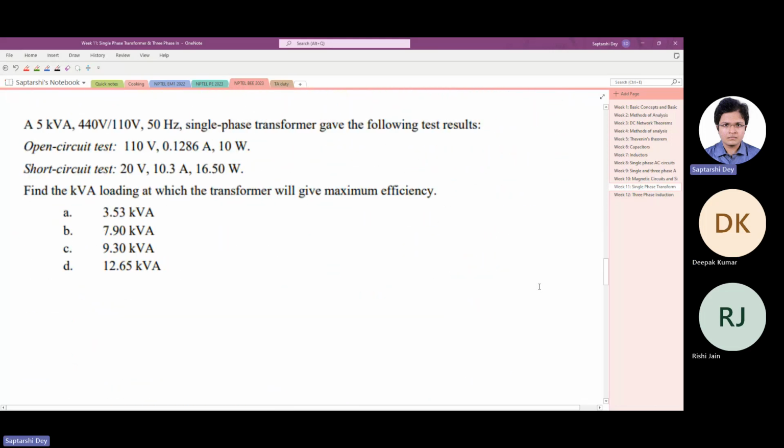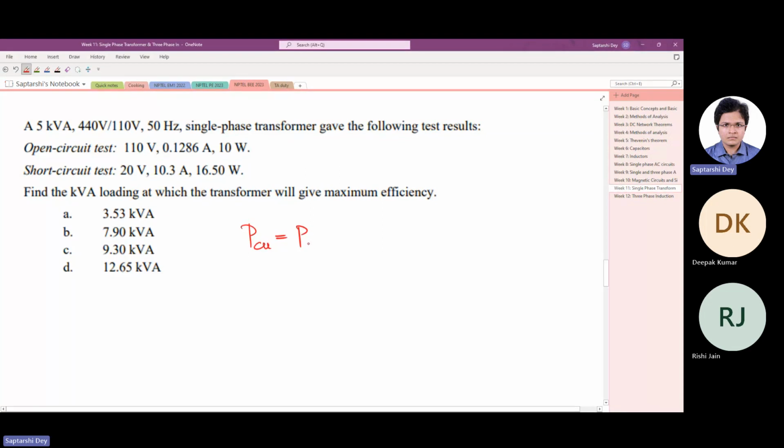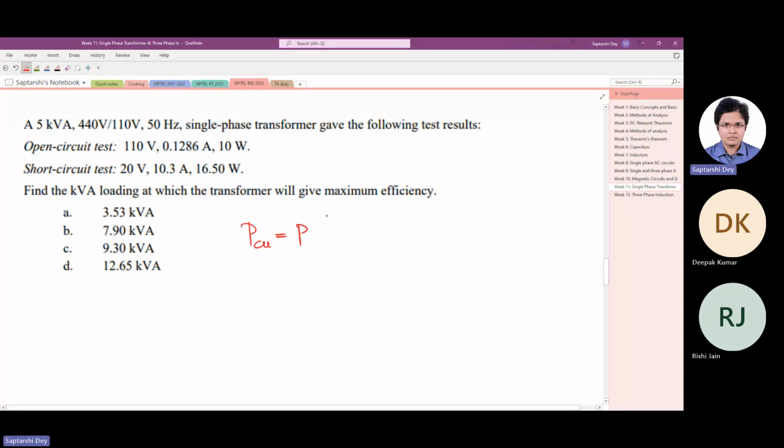Now look at the next question. See why I did all this calculation, because the same data is given, and now the question is: find the kVA loading at which the transformer will give maximum efficiency. Now a transformer gives maximum efficiency when the copper loss becomes equal to the core loss. Core loss I will write as PFE, iron loss.